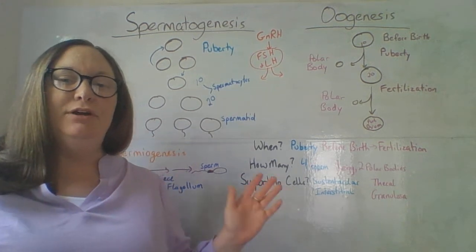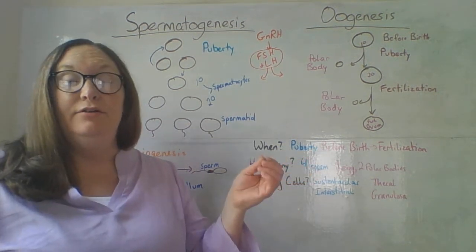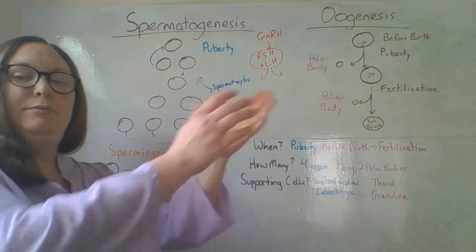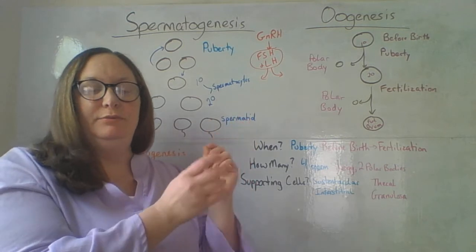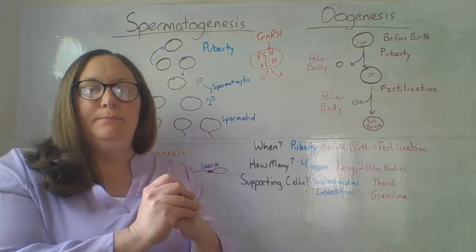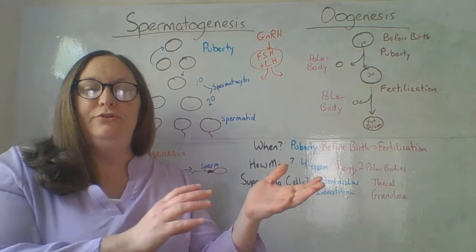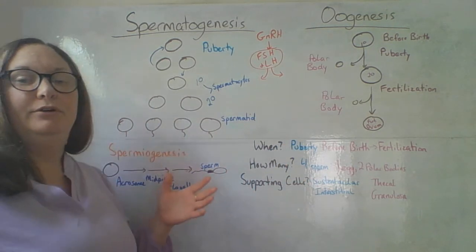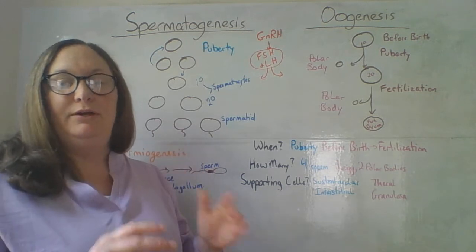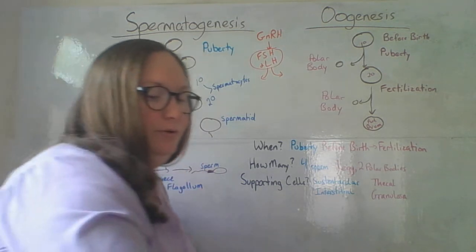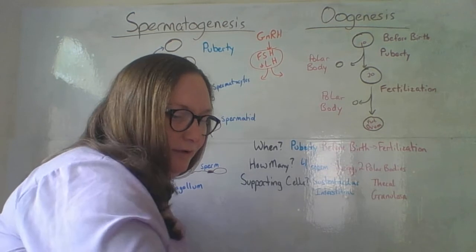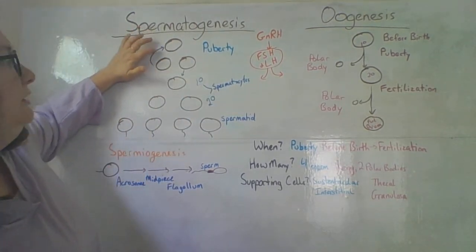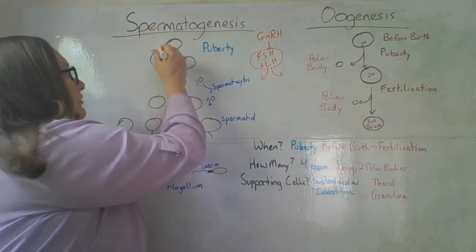Hey everyone, I want to talk about, or really compare, spermatogenesis and oogenesis. If you remember, we already compared mitosis with meiosis. Now, spermatogenesis is very similar to just straight meiosis. The difference, though, is that we start with the spermatogonia. It's going to undergo mitosis initially.